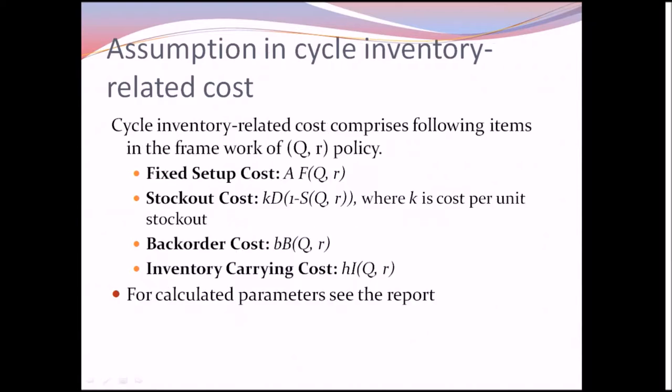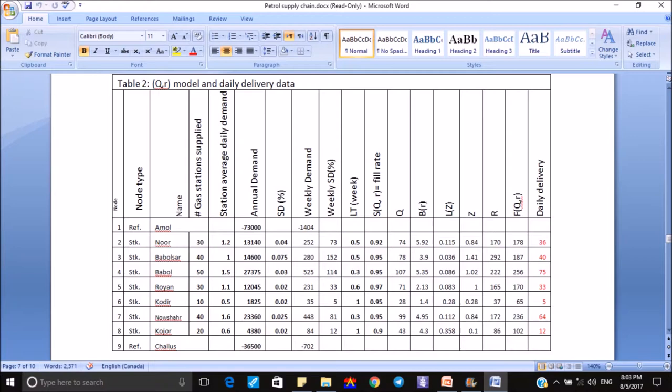report. Cycle inventory-related cost comprises the following items in the framework of QR policy: fixed setup cost, stock count cost, back order cost, and inventory carrying cost. This table shows a summary of all QR policy calculations. In case you are curious about the details of calculations, you could see the report.